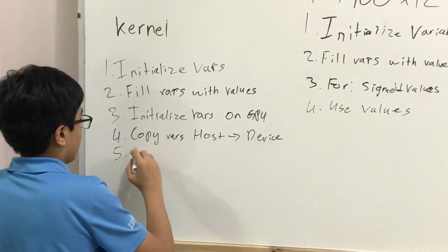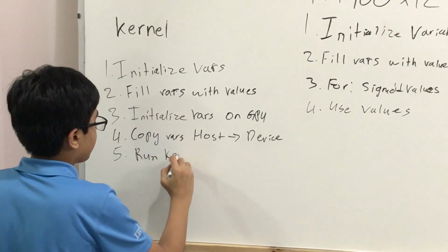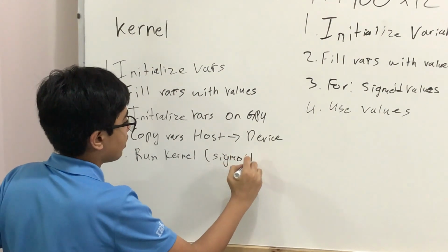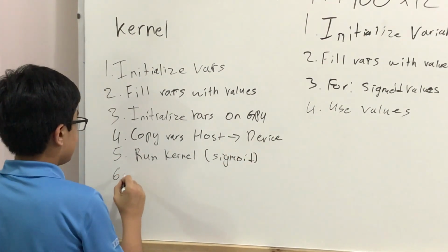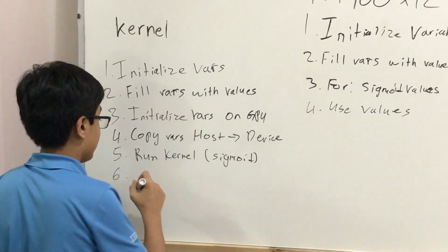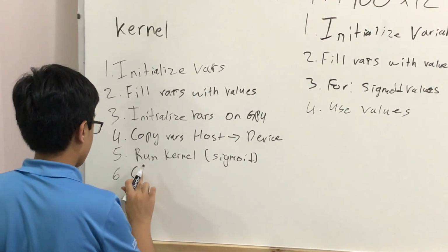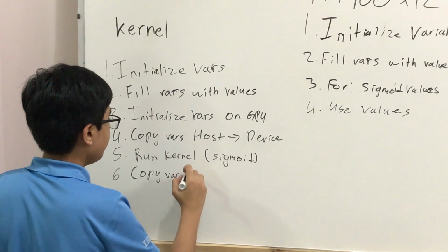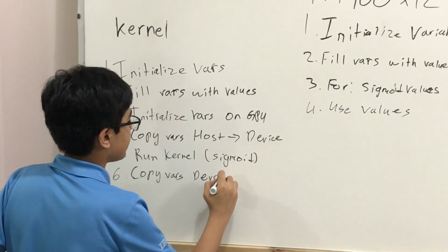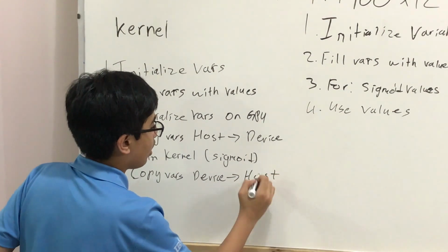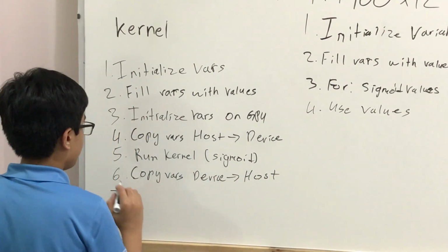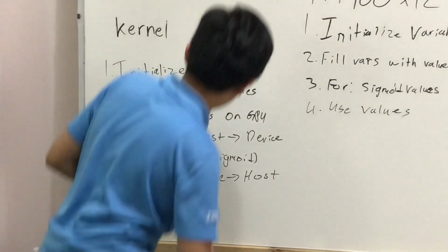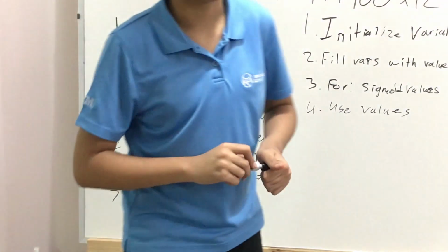After that, you have to run your kernel. So you run the kernel, which will do the sigmoid operation on all of the array's elements. And then number 6 is you copy the result back onto the host from the device. So from device, of course, to host. And then once that's done, you are ready to use the values that you get back in your application. That's an entire 3 extra steps.